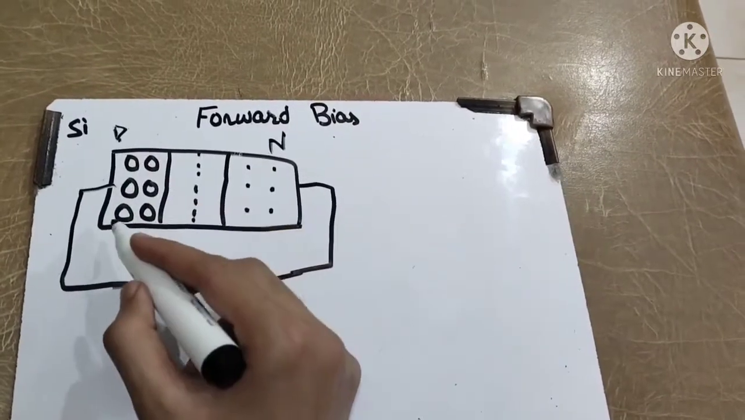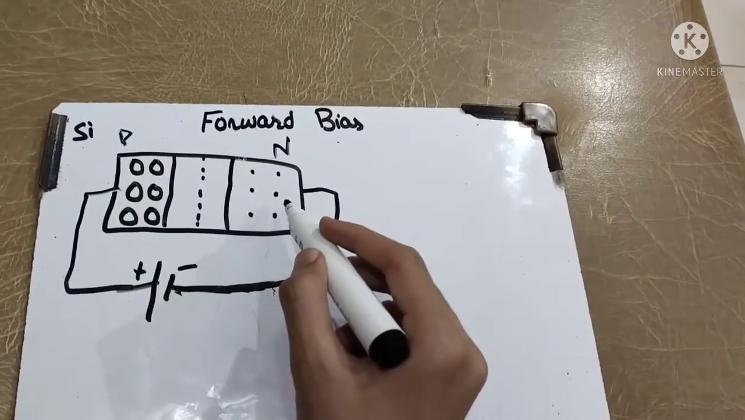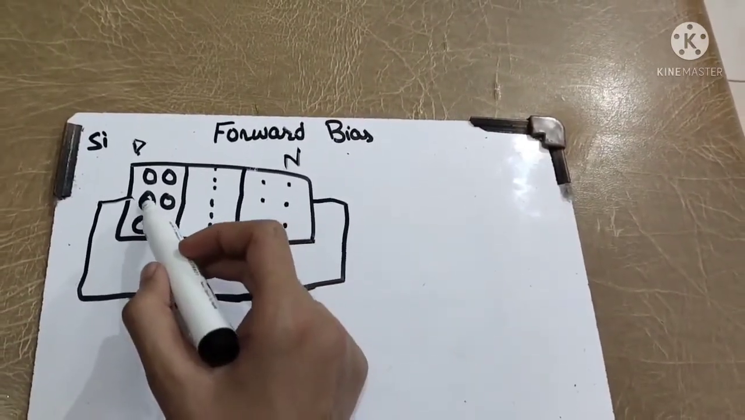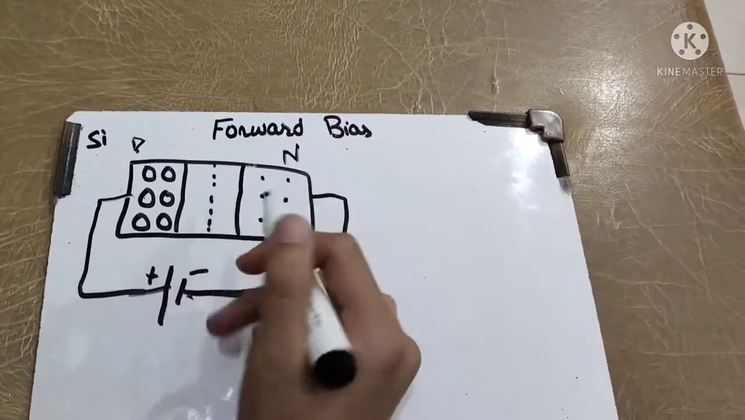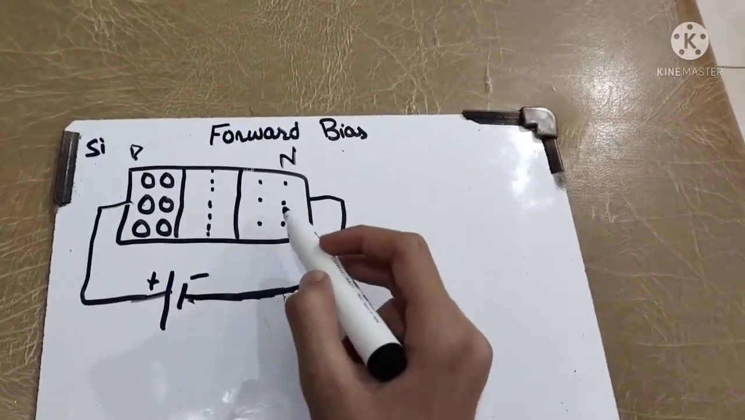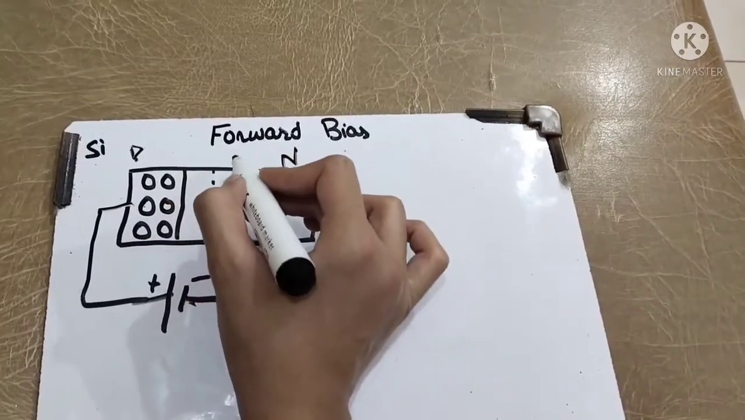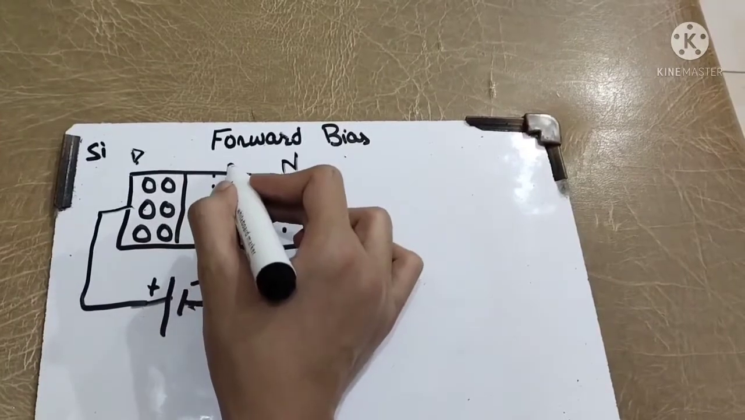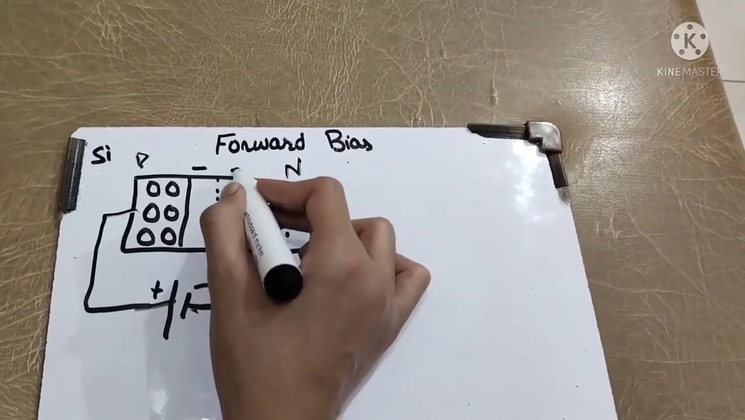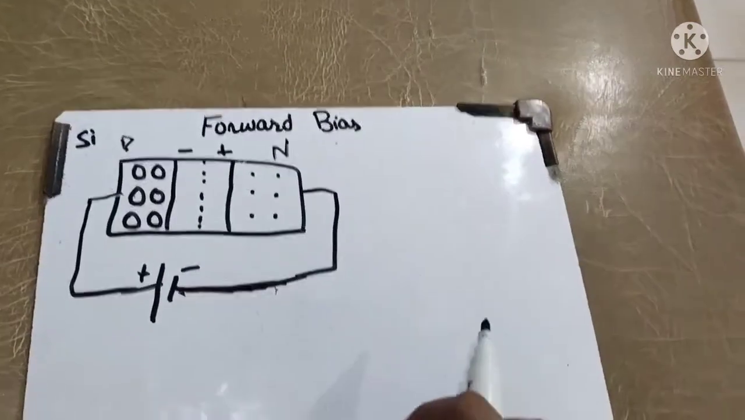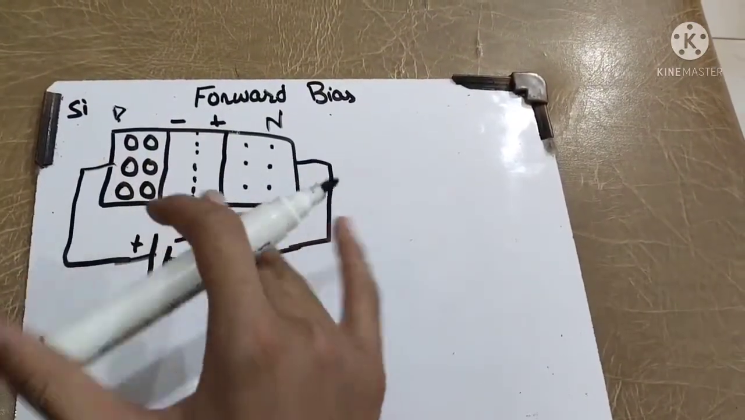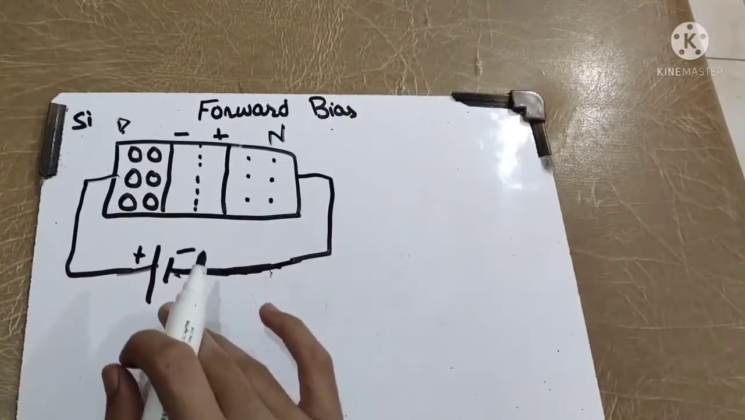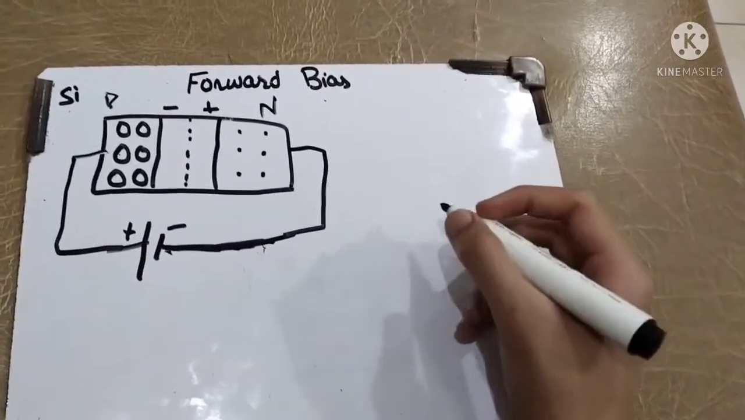We know that the majority charges in the p-type semiconductor are holes, and in the n-type semiconductor they are electrons. The positive terminal and the positive charges repel each other, and the negative terminal and the negative charges repel each other. Before this we have a depletion layer, with a negative charge on one side and a positive charge on the other. After that, the repulsion acts on the holes and electrons, so the depletion layer will decrease.